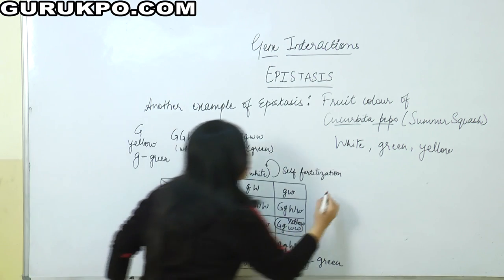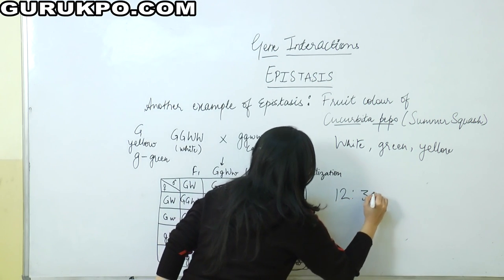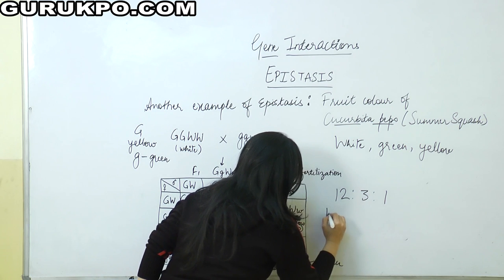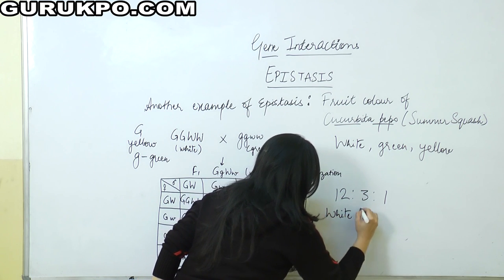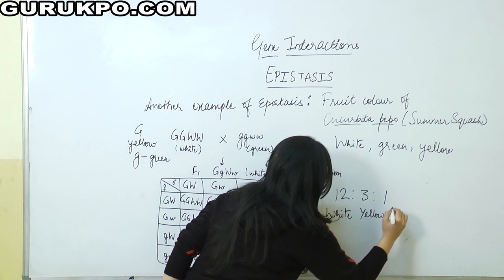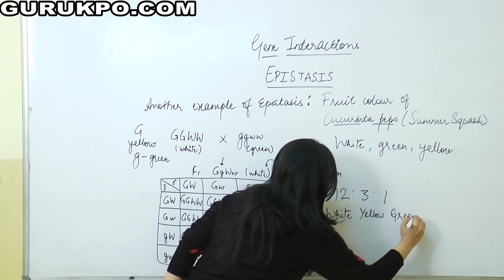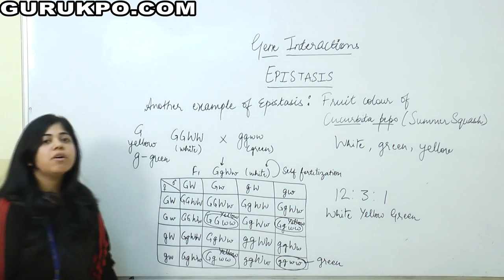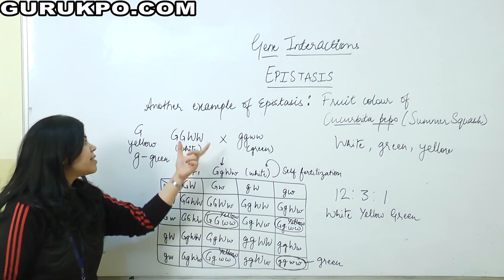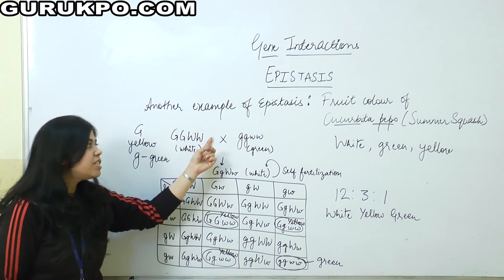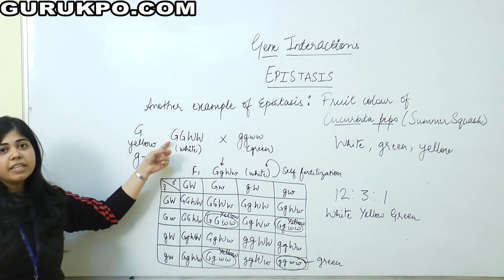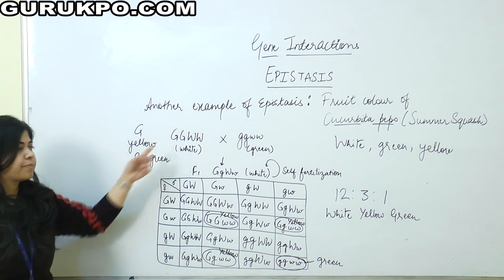So here we are getting a ratio of 12:3:1. 12 will be white, 3 will be yellow, and 1 will be green. This modified ratio we are getting is due to the epistasis of W, which is the white gene, which is epistatic over the hypostatic gene G.